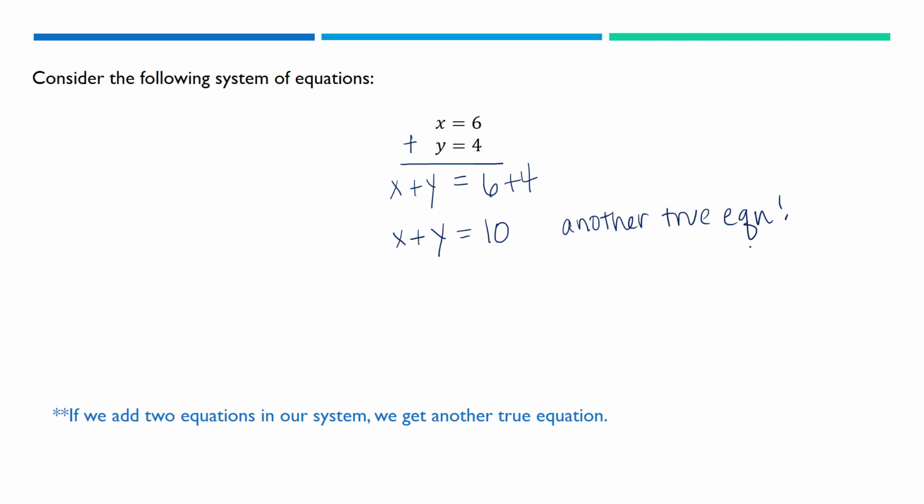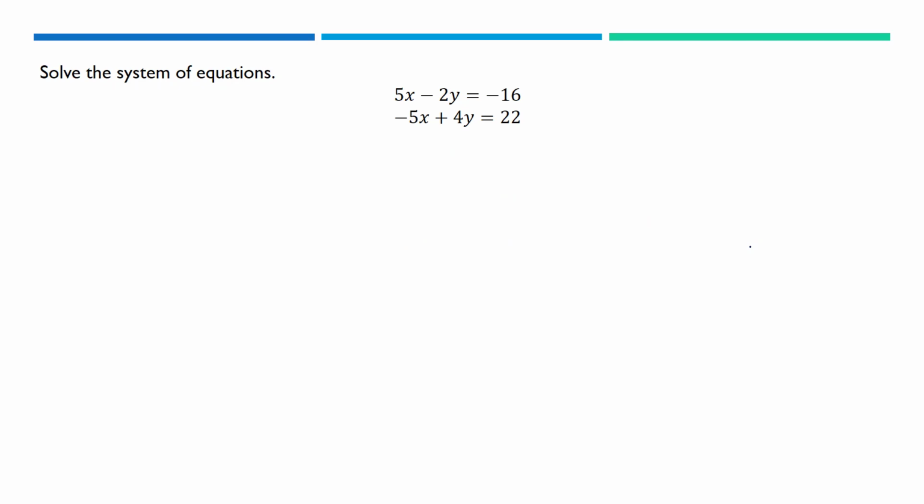We're going to use this fact to solve some more complex systems of equations in a way that will allow us to eliminate a variable. We'll use addition to eliminate a variable to create an equation that we can solve. Let's solve this system: 5x minus 2y equals negative 16 and negative 5x plus 4y equals 22. I'm going to add these. We established that if we add two equations in a system, we get another equation in that system that's also true. If I add them, look what's going to happen.